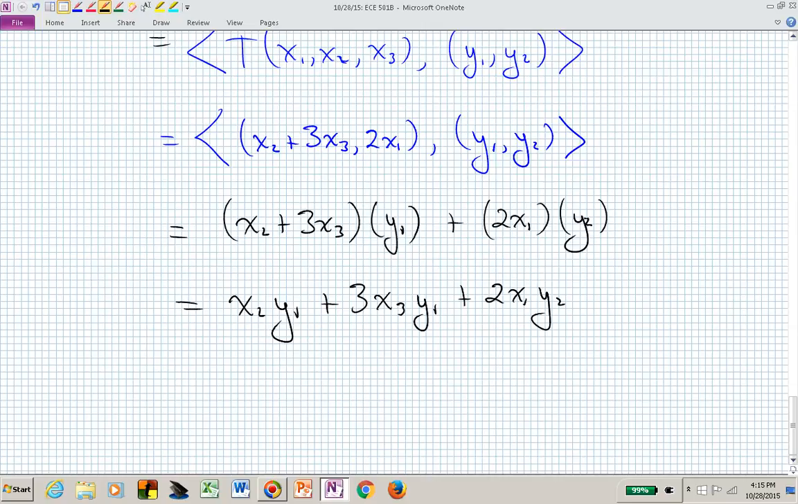That's now T V, comma, W. We know, though, that that's equal to, or should equal, V, comma, T dagger W.